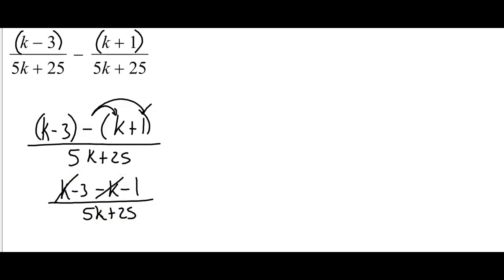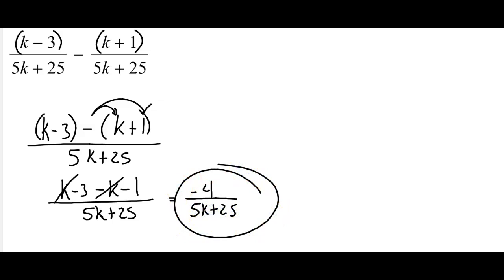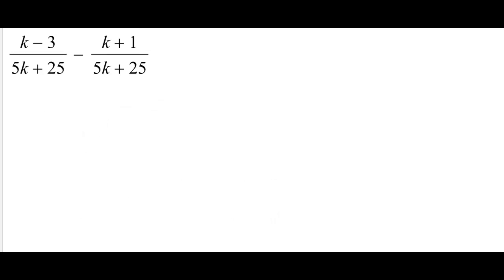So the k's go away, and then -3 and -1 leaves me with a -4 on the top. Sometimes these can be reduced at the end, not usually. So I would say at this point, go ahead and just see if your answer's there. If not, try to reduce it. All right, let's go ahead and move on to another one.